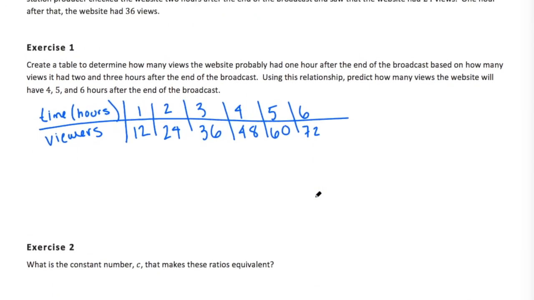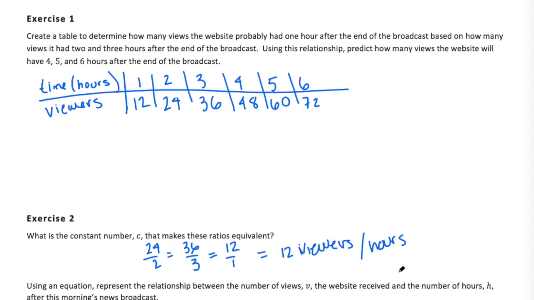So let's think about what is the constant C. We kind of talked about it in our process of solving the table above. So C in this case, we could take any of our values. We could take 24 over 2. We could take 36 over 3. Any of them are all going to turn out to be 12 over 1, or in other words, 12 viewers per hour. 12 viewers per hour.